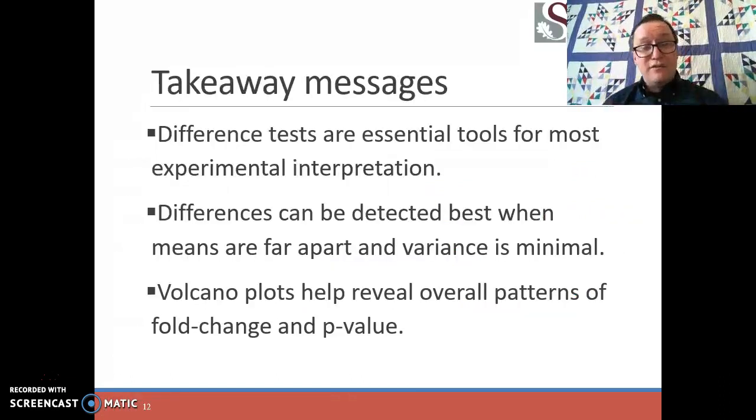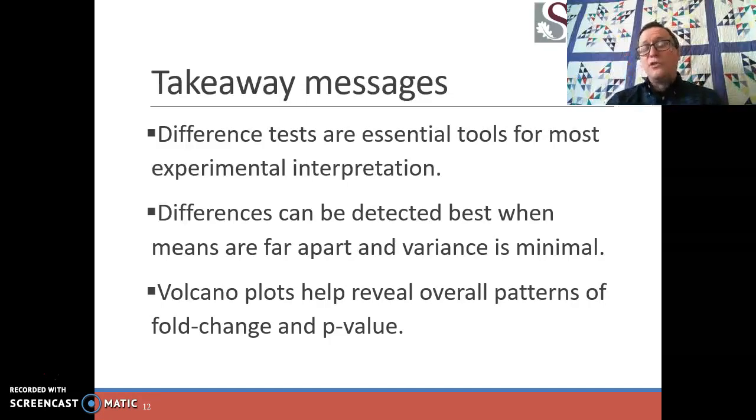So we had a lot of messages to take away from this. Difference tests are used everywhere. Lots and lots of experiments, not just gene expression, make use of difference tests, whether they're t-tests, u-tests, or more complex ones like ANOVA. Differences can be detected best when the means are far apart and when the variance is minimal. So we want our data skinny and separated well. That's what gives you a low p-value.